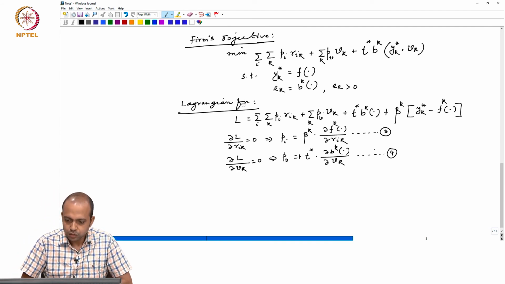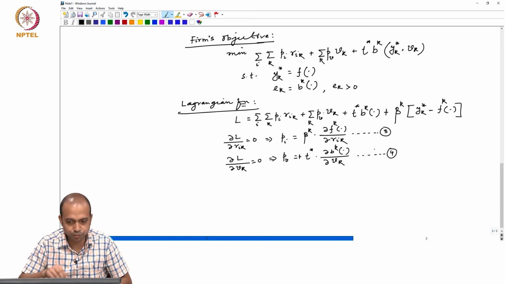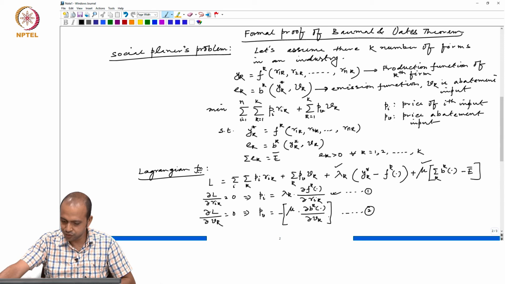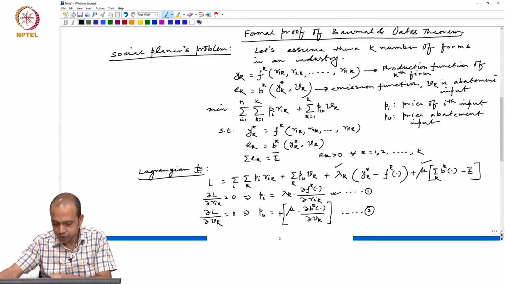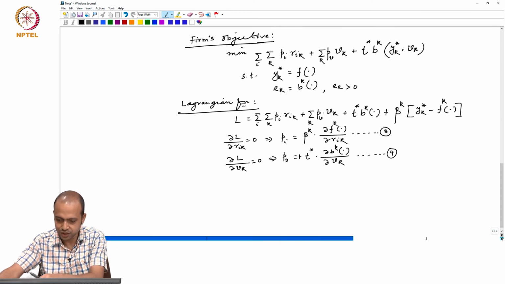All right. Now, since the tax rate helps coincide the firm's objective with the social planner's one, now by equating equations 1 and 2 with 3 and 4, what will we get? Basically these two are equivalent to 3 and 4. Look at the condition, we are getting P_V equals to mu into del B_K del V_K, and here we are getting P_V equals to T star into del B_K del V_K.